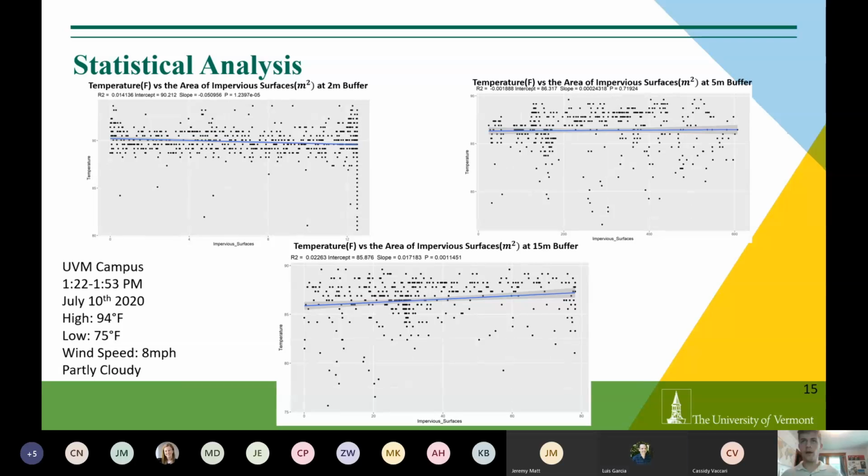From 1:22 to 1:53, we see a similar trend in the 15-meter buffer, but we have a negative slope at the 2-meter buffer, and we have a p-value of greater than 0.05 at the 5-meter buffer. The 2-meter buffer issue can be attributed to potentially shade or other things that are nearby that are changing the temperature at a small scale, and the 5-meter buffer for the same reason, but the 15-meter buffer for both was statistically significant and had a positive slope.